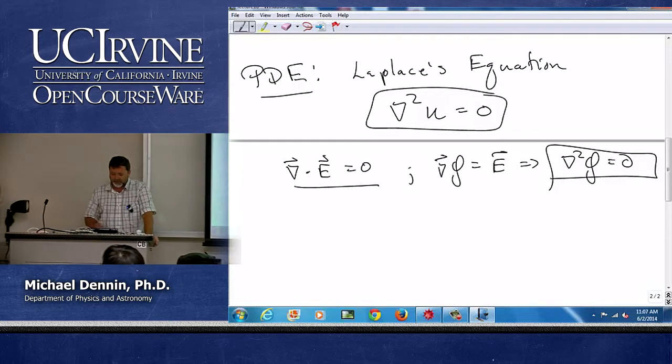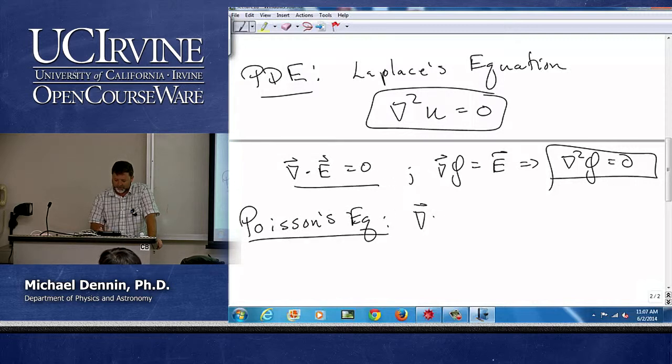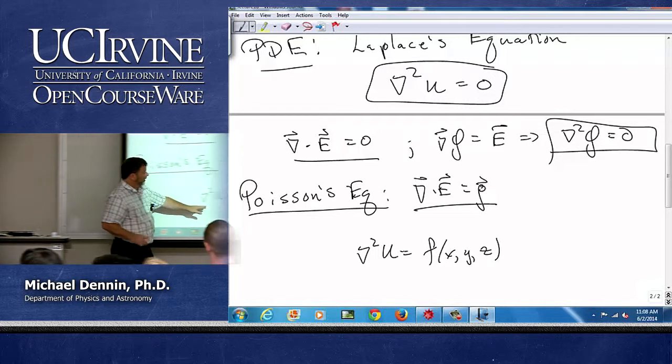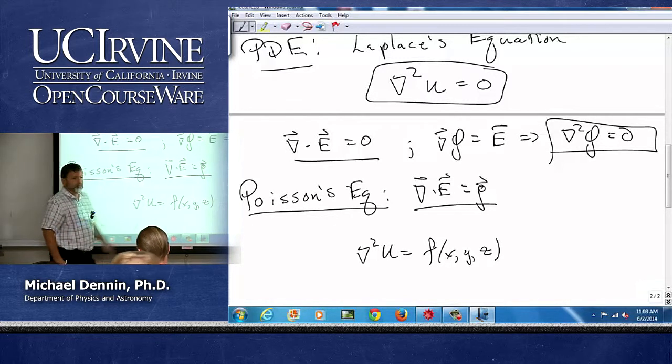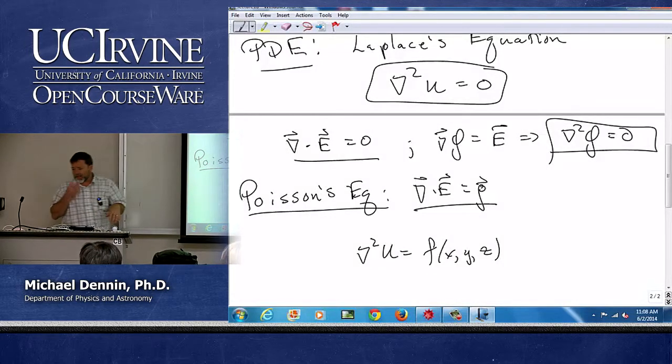Now, there's a simple modification of this, often called Poisson's equation, which basically refers to the case when you would have a charge density. And so that's simply del squared u equals some function of x, y, and z. So it's the difference between the homogeneous and the inhomogeneous version. Now you have some source in your del squared u, and that's a little more challenging to do.